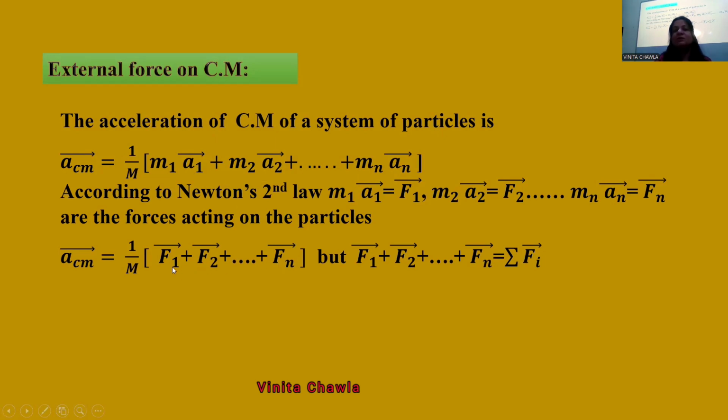Right? And the sum of all these forces acting on the individual particles of the system can be written as summation over i of fi. Okay, so we haven't done anything, we only wrote the acceleration formula, and in place of m1 a1 we wrote f1, easy, nothing to do. In place of m2 a2 we wrote f2, and in place of mn an we wrote fn, right?